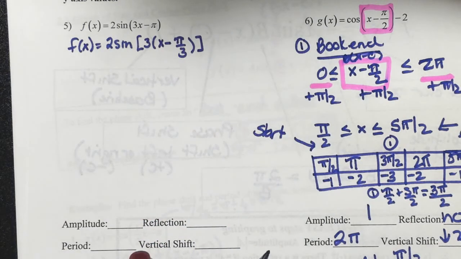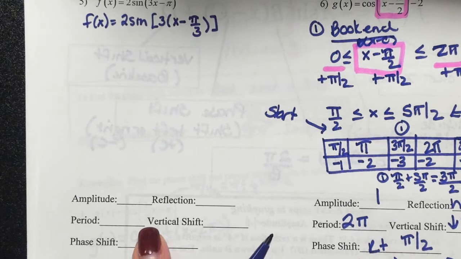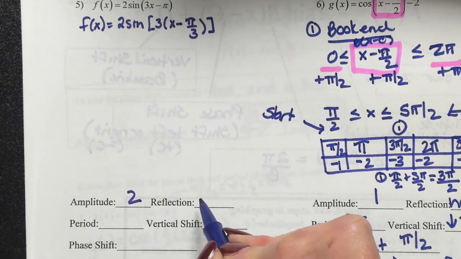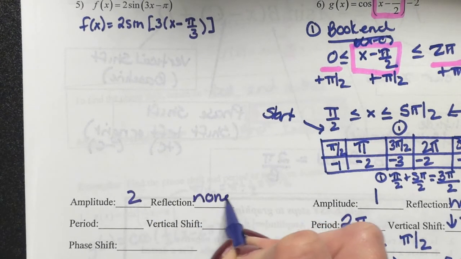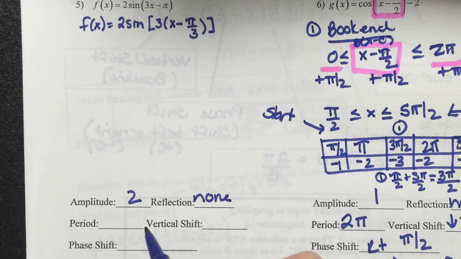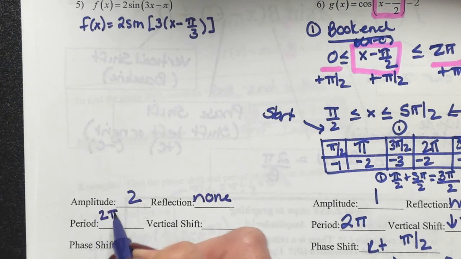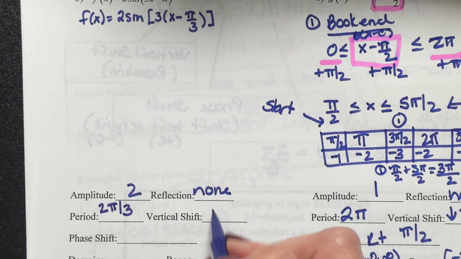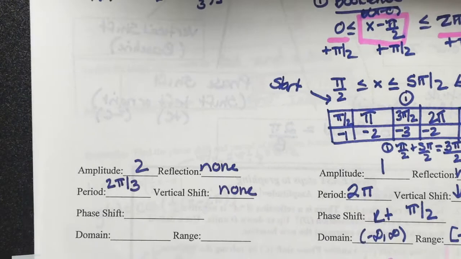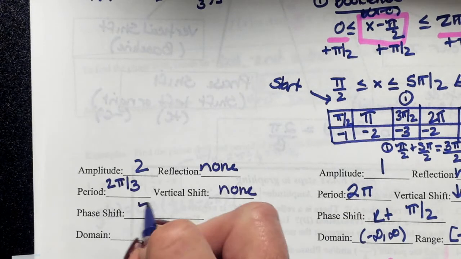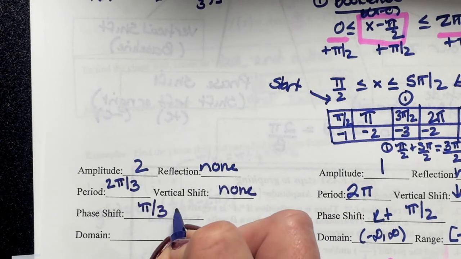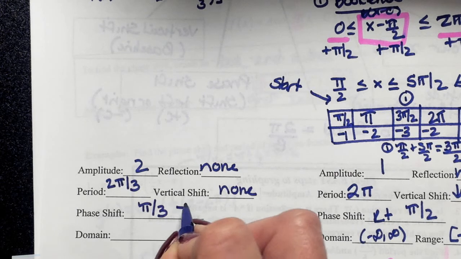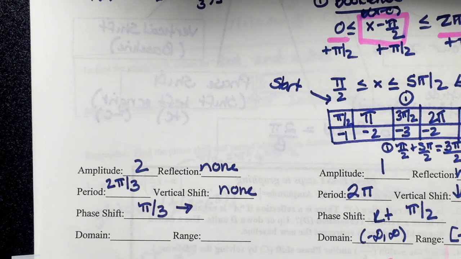What's my amplitude of this function? My amplitude is going to be a 2. Do I have a reflection? No. What's the period going to be? The period's going to be 2 pi over 3. Do I have a vertical shift? No. But I do have a phase shift. Pi over 3, and I'm going to go pi over 3 to the left or right? Right. So any questions on identifying these transformations?